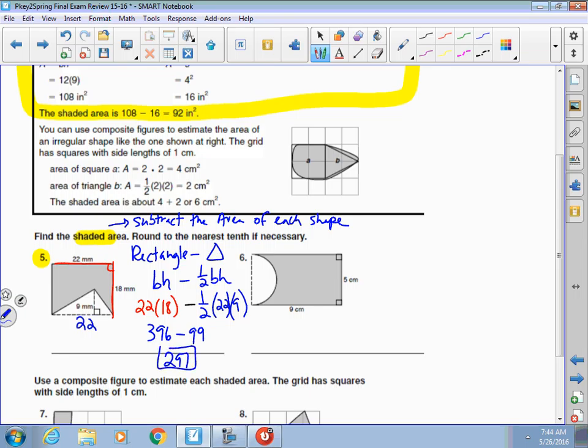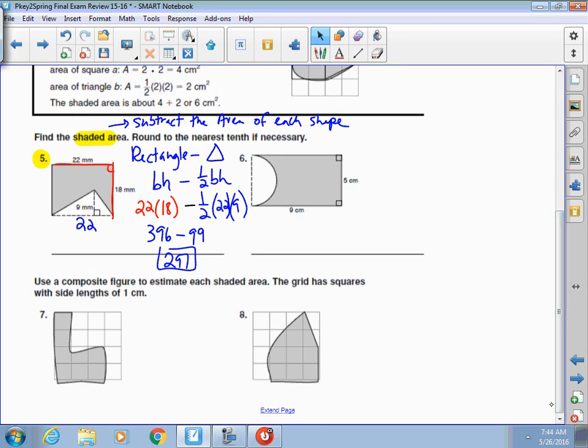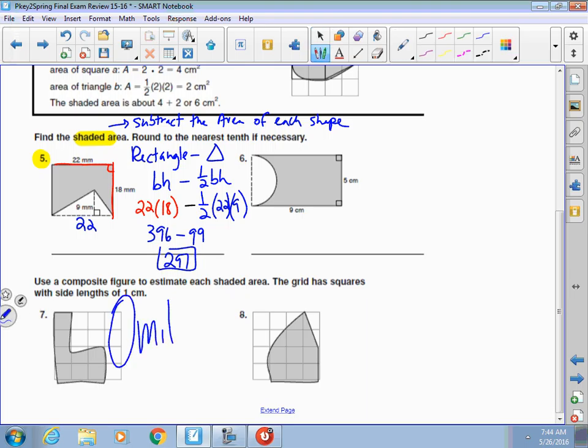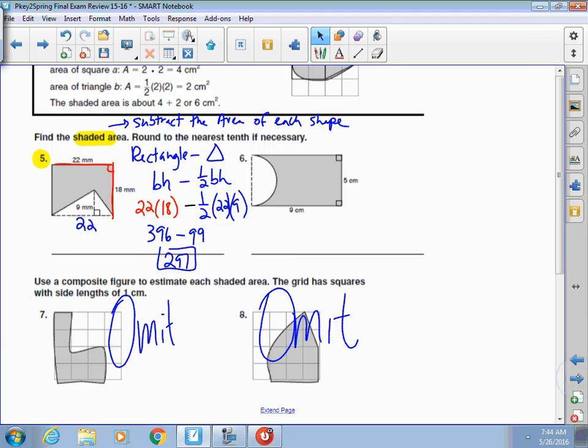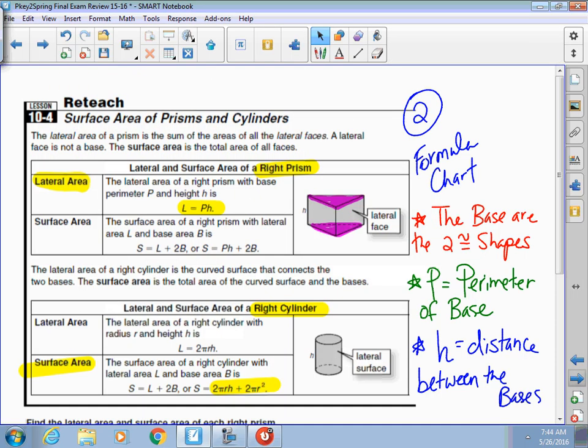Okay. So on this one, think about what shape we need to subtract. It's usually the unshaded one. So it is a half circle on number 6. We're going to omit 7 and 8 because we're not going to do them on the grids. So omit 7 and 8. But still try to do number 6 to help you practice composites.